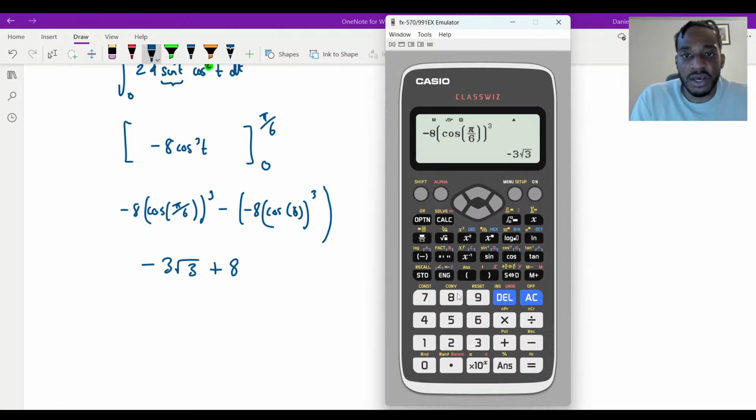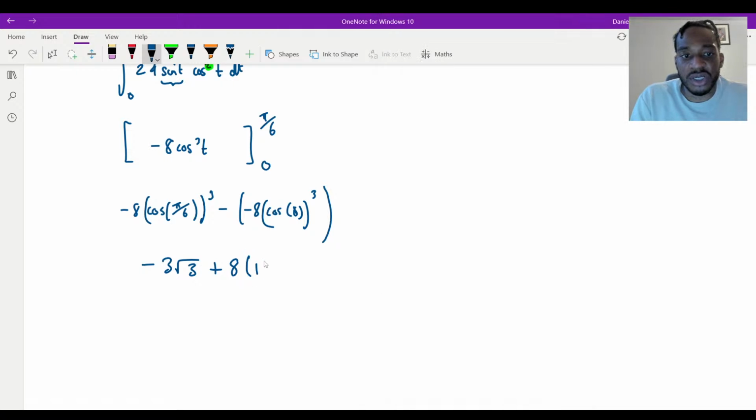I'm just going to do it just to be safe. 8, and then I'm going to do cosine of 0 all cubed. And then cubed there, that's 1. So it's just 8 times 1, essentially, isn't it? Which is just going to be that. Minus 3 root 3 plus 8. And then obviously I can rewrite this as 8 minus 3 root 3. And that's it.